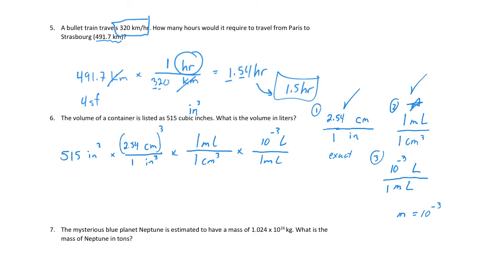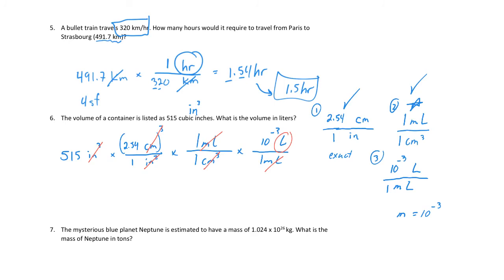And we can check our unit analysis by canceling units that match. So we have cubic inches here, canceling with cubic inches here. And then we have cubic centimeters, because we put that in parentheses and cubed it, canceling with cubic centimeters here. And then we have milliliters, canceling with milliliters, and then we are left with liters. So that's the unit analysis for this.